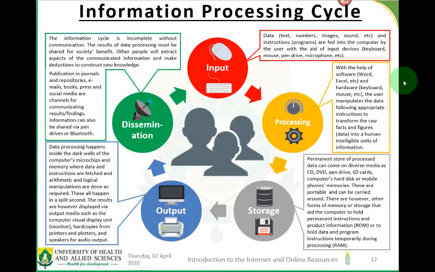We looked at the information processing cycle, in which we try to understand how the computer and human beings work together to achieve information. And we looked at the input, processing, storage, output, and dissemination stages as the 5 main phases that data passes through to be transformed into information and gets shared.